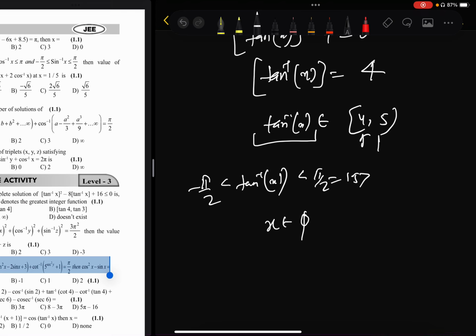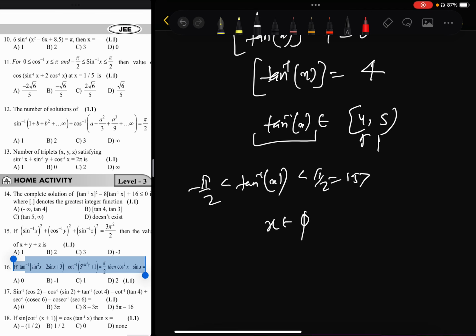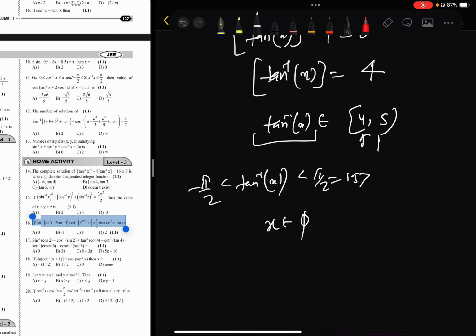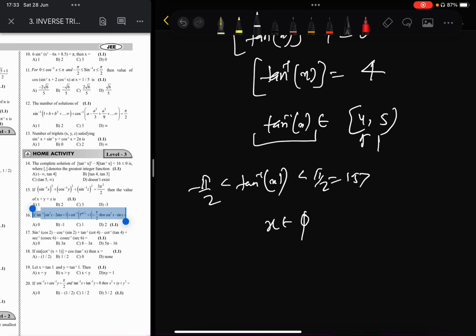So x belongs to... what are the options here? Does not exist. Yes, does not exist is the answer. Otherwise the answer would be tan 4 to tan 5, if these values lie between minus pi by 2 and pi by 2, then this would be the answer. Suppose the answer is like 0 to 1, then we can use tan 0 to tan 1. Otherwise the answer will be this one. But here, because of 4 to 5, the answer is does not exist.